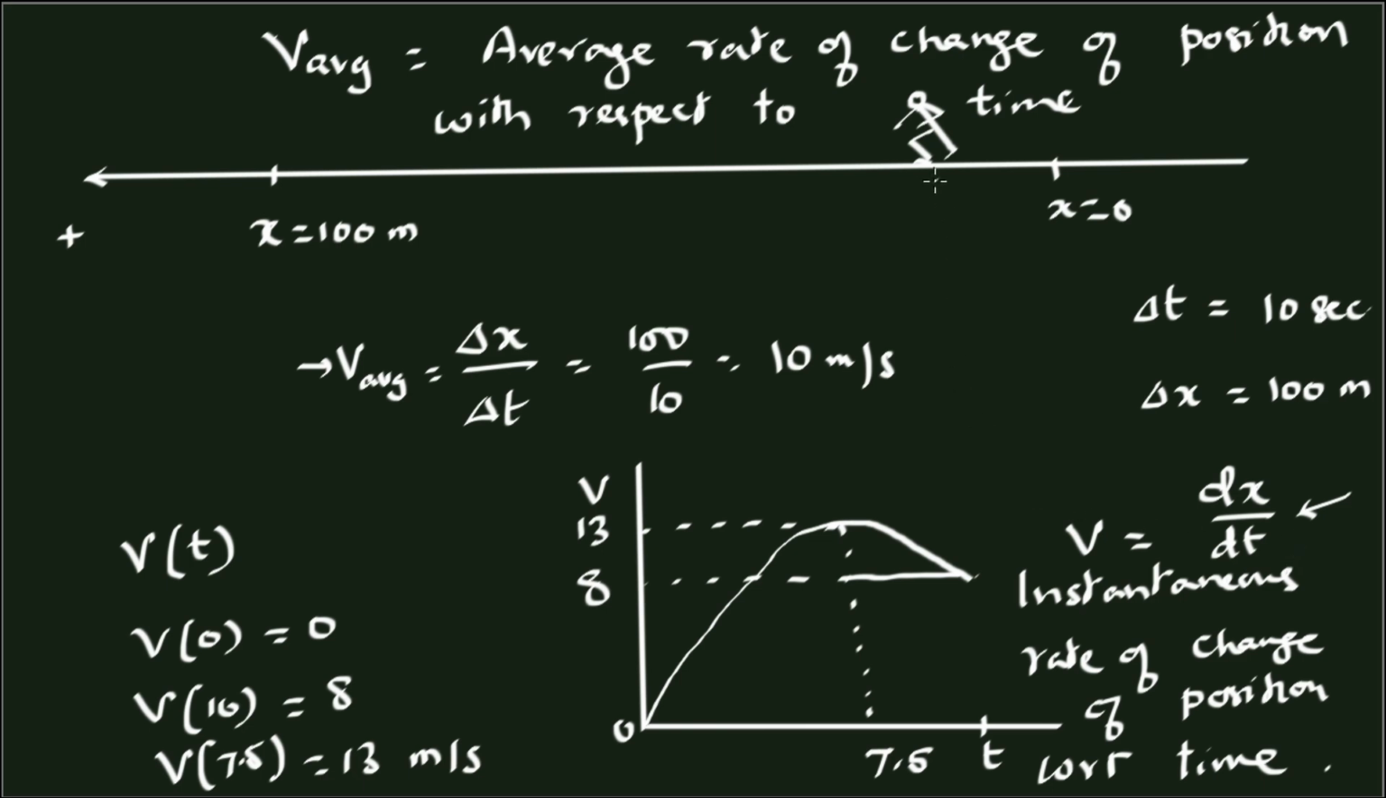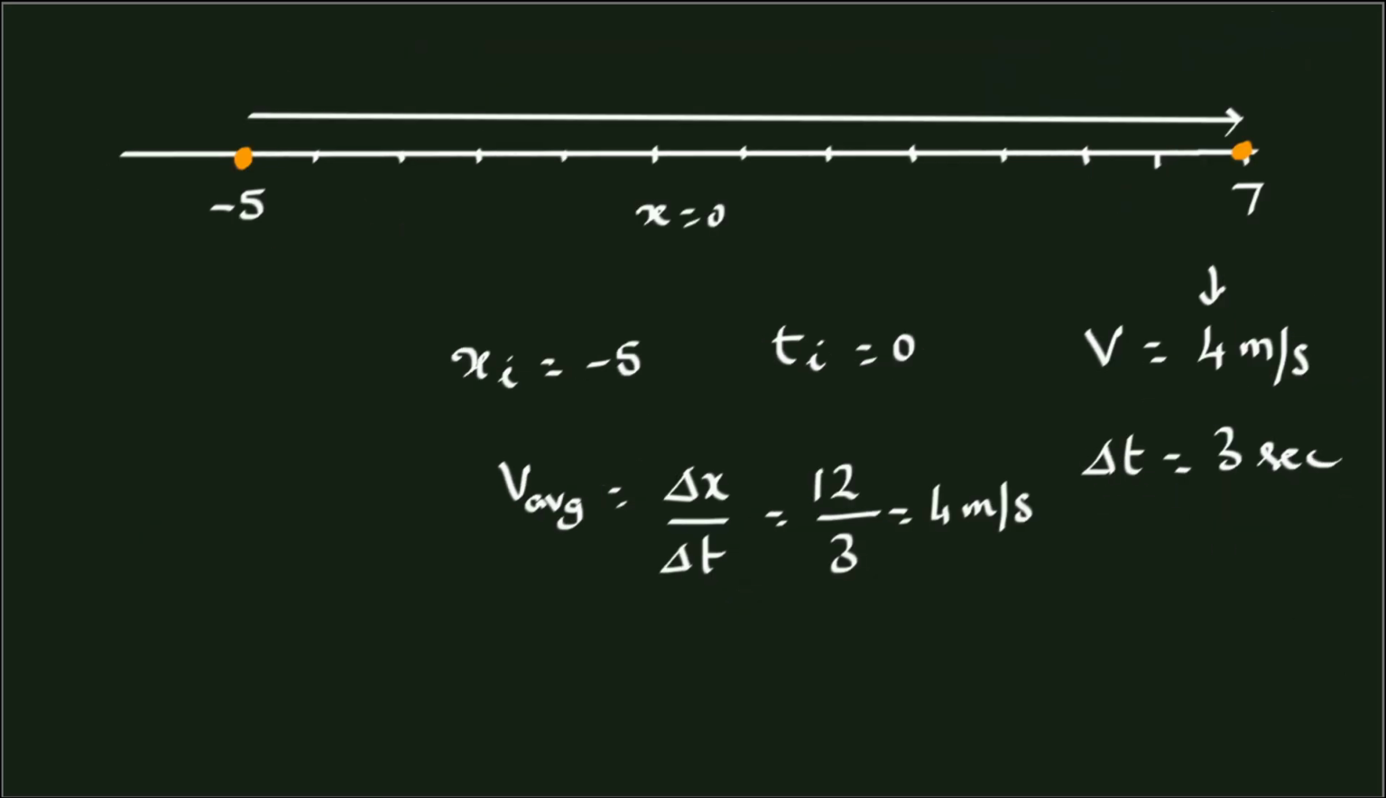Now at some instant of time, for example at 7.5, Mr. Bolt is here and is moving at 13 meters per second, and the velocity points in the positive direction, so it's a positive number. A particle moving at a constant velocity would then represent a particle whose instantaneous velocity is 4 meters per second at every instant of time during the 3 seconds.